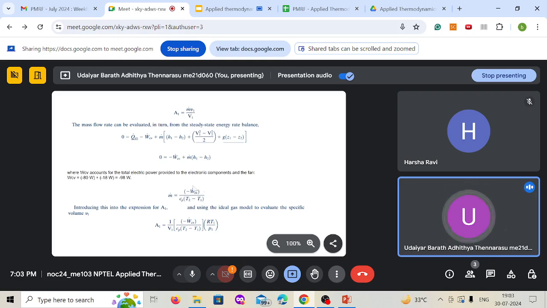So here that is known. Substituting this expression in A1, this is what we get: 1 by V1 into minus W_CV divided by Cp (T2 minus T1), into specific volume. You don't know specific volume, but you know temperature and pressure. Assuming that air is an ideal gas, PV is mRT, so V by m is specific volume, and specific volume will be RT by P. So this is the final expression for A1.